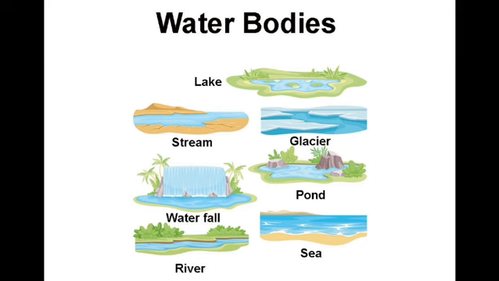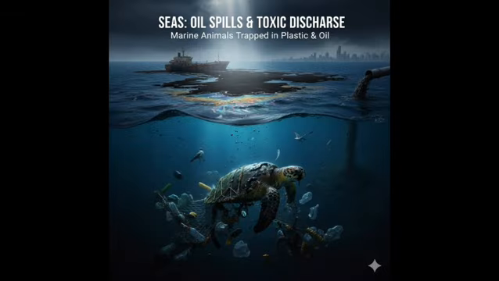Types of water bodies and how each got polluted. Let's look at how different water bodies are getting polluted one by one. A. Oceans. Oceans are becoming dumping grounds for industrial waste, plastic garbage, and oil spills. The Great Pacific Garbage Patch, a massive collection of floating plastic waste, is a shocking example of ocean pollution.